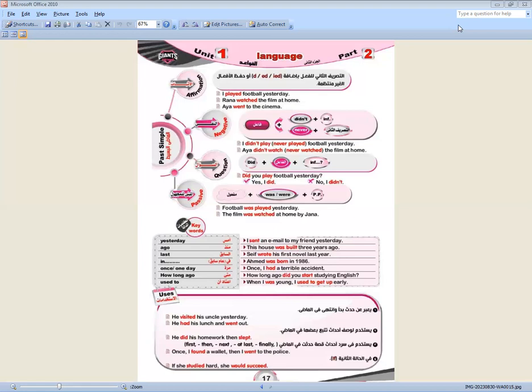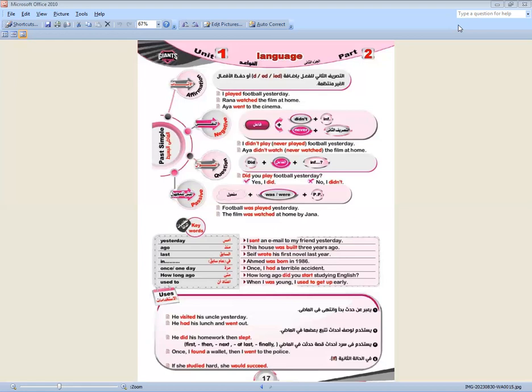How can we form a yes or no question? We start with did, then the subject, then the infinitive. Like, did you play football yesterday? So you have the choice to say, yes, I did, or no, I didn't.